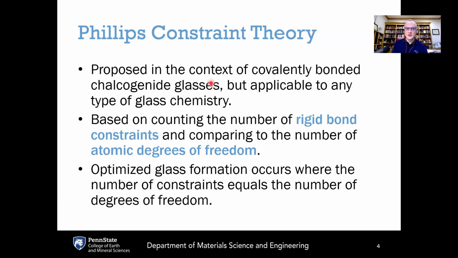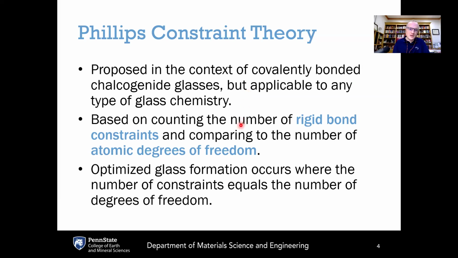Jim Phillips originally proposed his topological constraint theory in the context of covalently bonded chalcogenide glasses. But even though this theory was originally proposed in the context of chalcogenide glasses, it is applicable to any type of glass chemistry, just like how Zachariasen's theory was proposed in the context of oxide systems, we can also apply it to non-oxide systems as well.